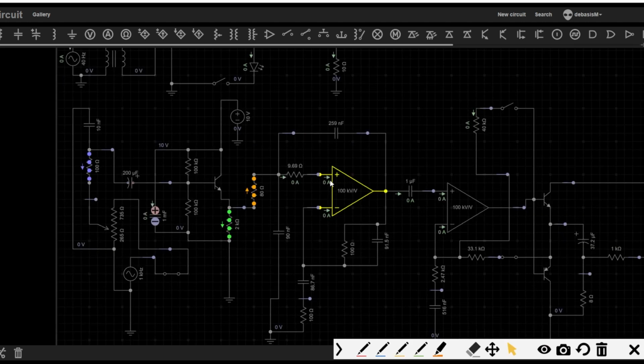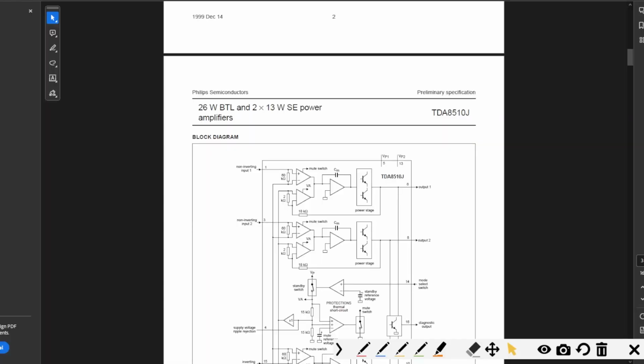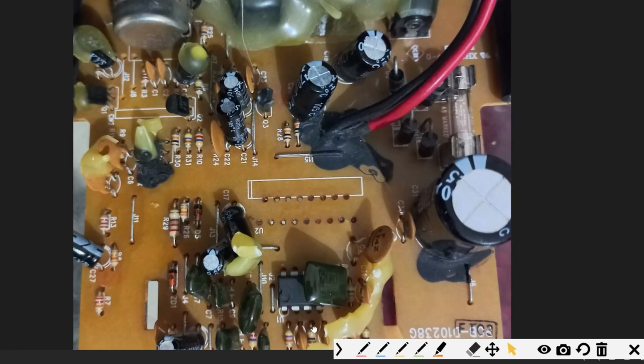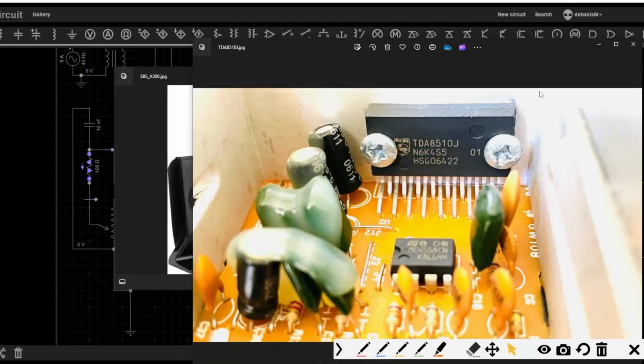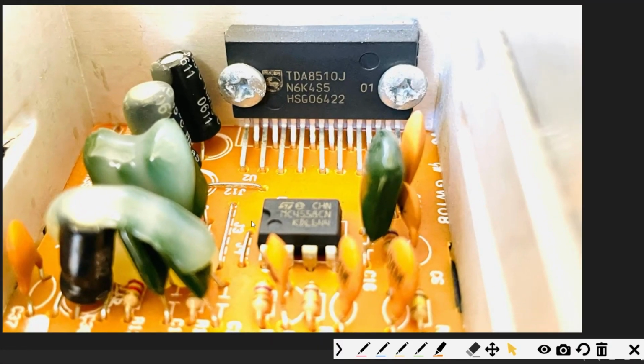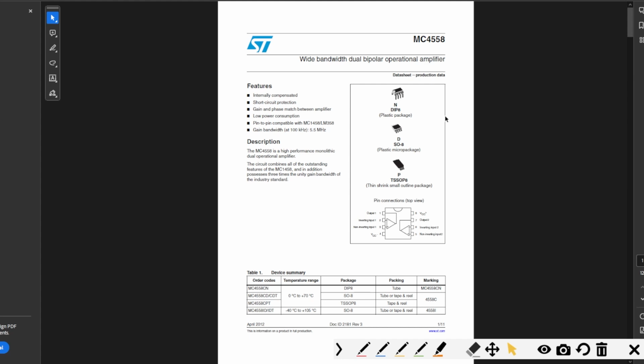Now to locate these things in the circuit, you see here, this black one. This IC is that op-amp. Actually it's not a single op-amp. This IC houses two op-amps, for the left channel and the right channel. Let me show you another view. Here you can see it in a better way. This one I'm talking about, this 8-pin IC. Let me open the data sheet for you. See, this is the data sheet of that MC4558 op-amp IC.